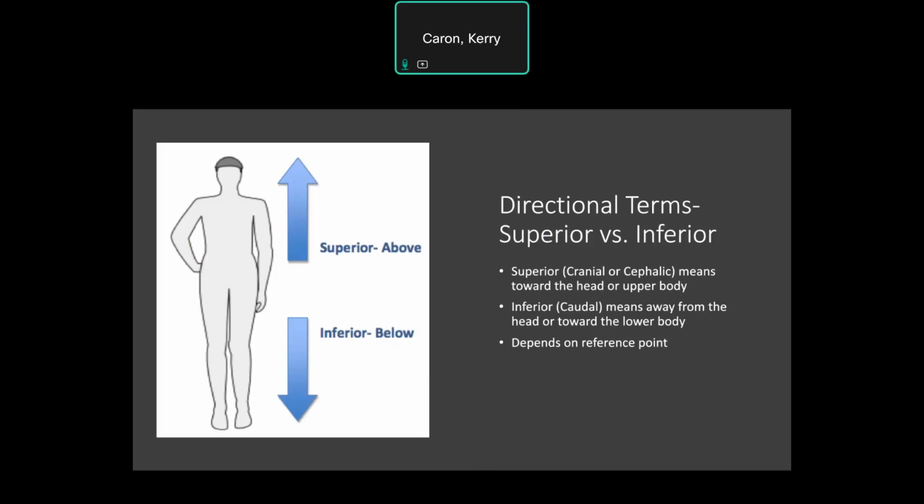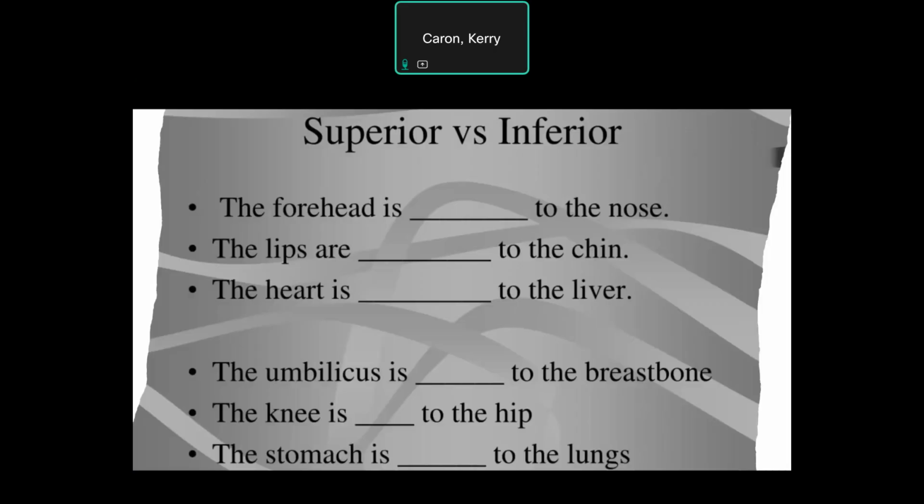So superior means toward the head or upper body, and the head being cephalic, cranial, the skull. So superior means toward the head. Inferior means away from the head or toward the lower part of the body. And we'll try a few exercises with this. Okay, so the forehead is blank to the nose. I'll pause here a second, give you a minute to try to figure these out, and then I'll show you the answers.